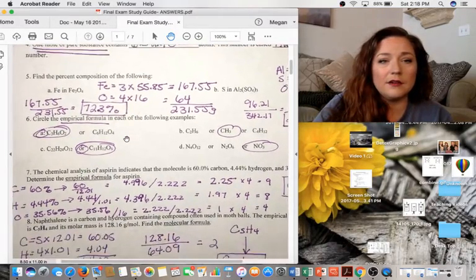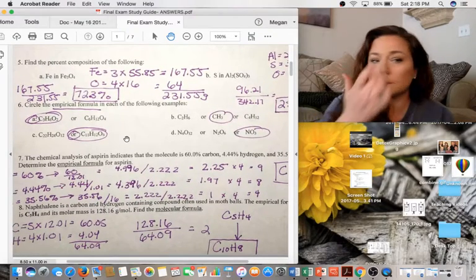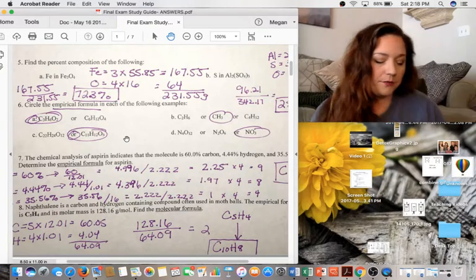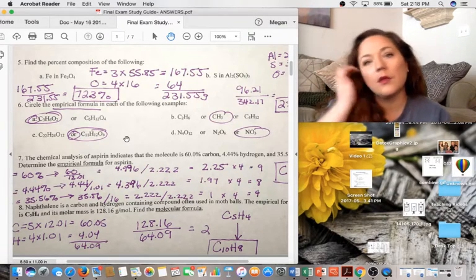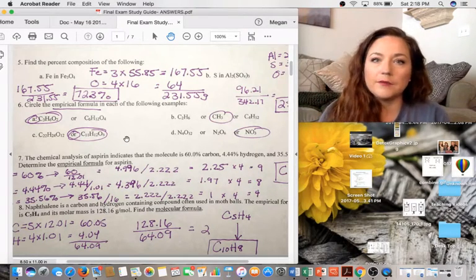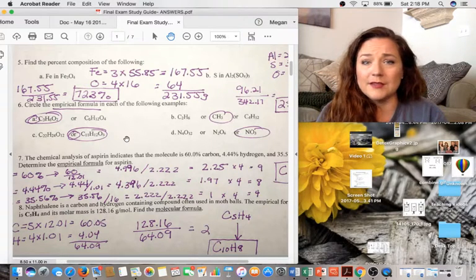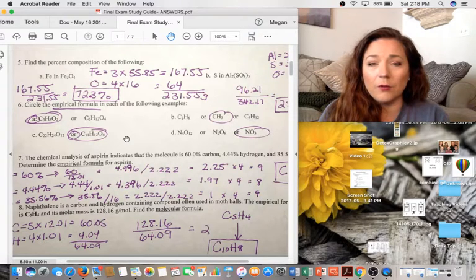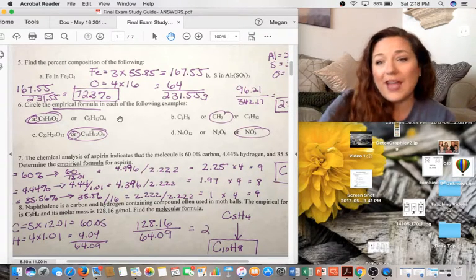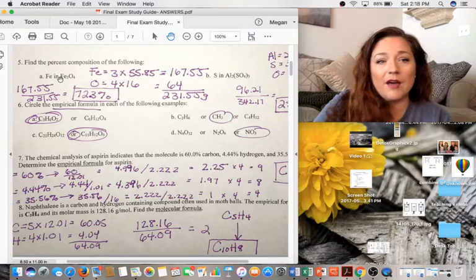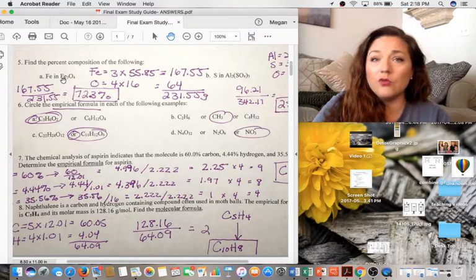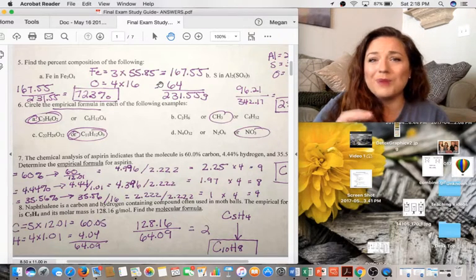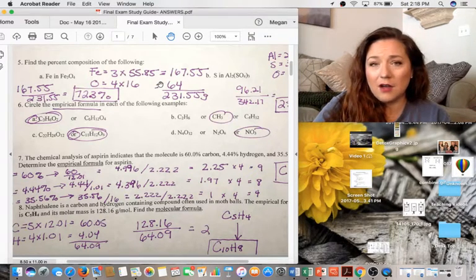All right, number 5 here. What they're asking you is the percent composition. So imagine 3 friends get on an elevator. All the friends weigh a different weight. And you want to figure out what your percent of that overall weight is. So for A here, you have Fe3O4. So first, you have to figure out the overall molar mass of that compound.